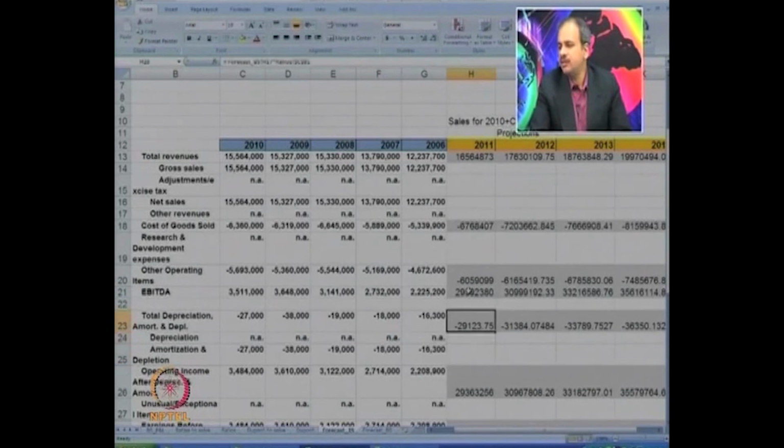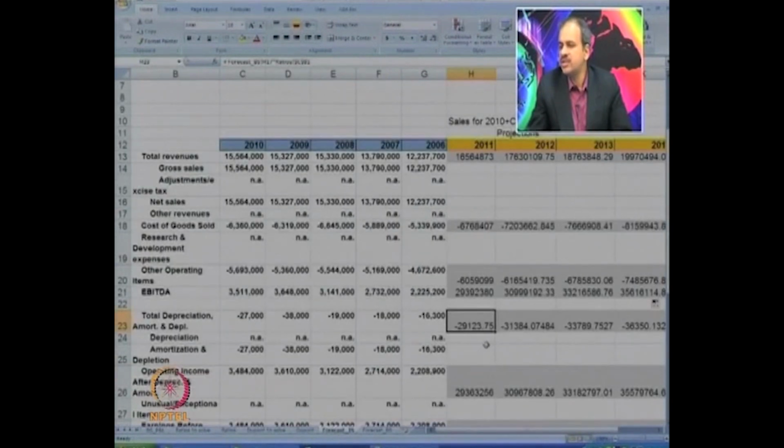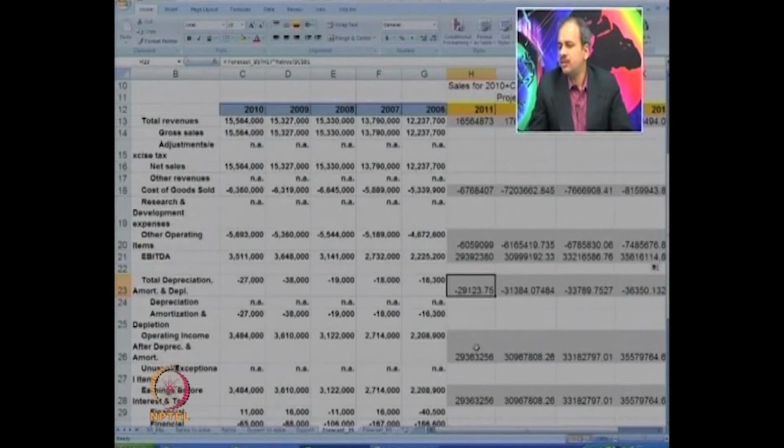So, again using the earlier track record of gross margin and operating expenses, we are able to get the EBITDA. The next important calculation is depreciation, wherein again we will go to ratios C81. If you remember, we have calculated the figure of depreciation earlier. That figure we can use, and using that figure we are able to calculate the projected depreciation for the coming years.